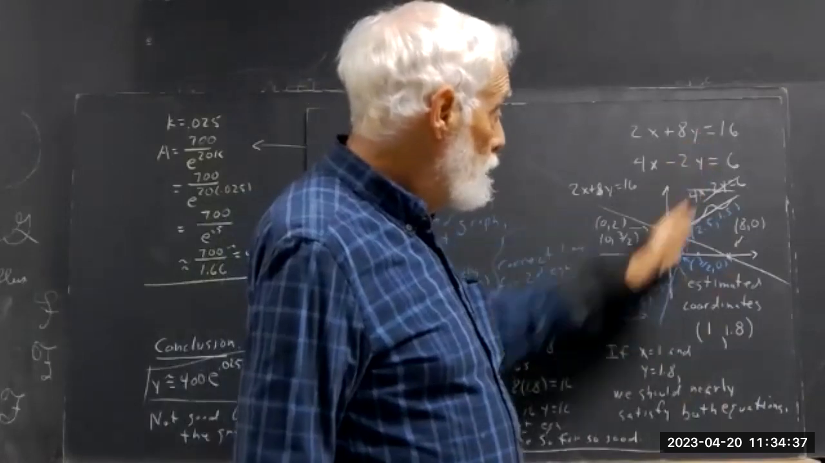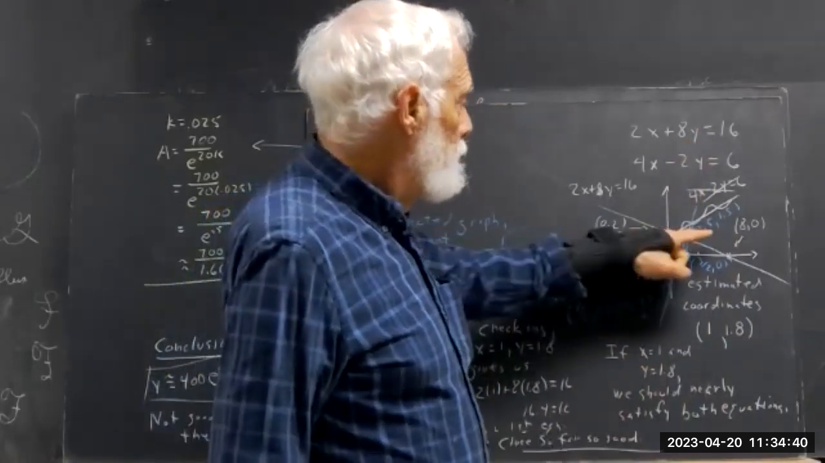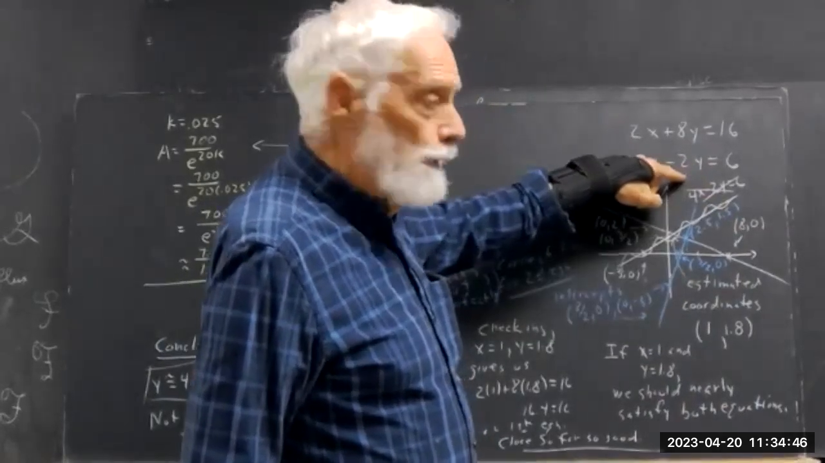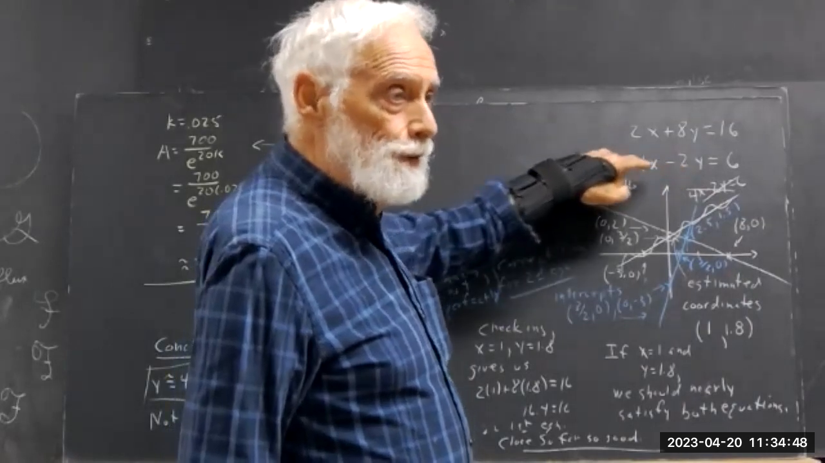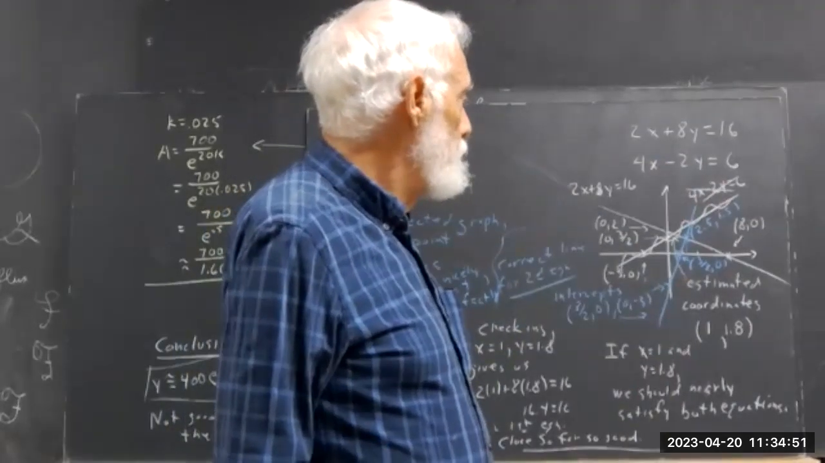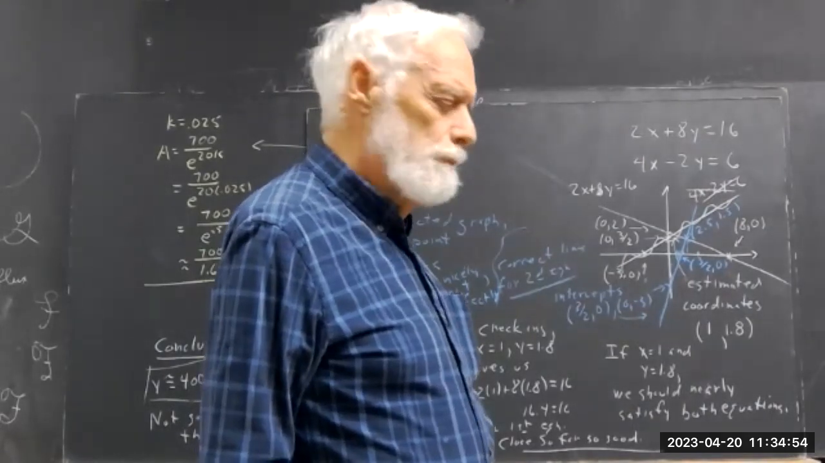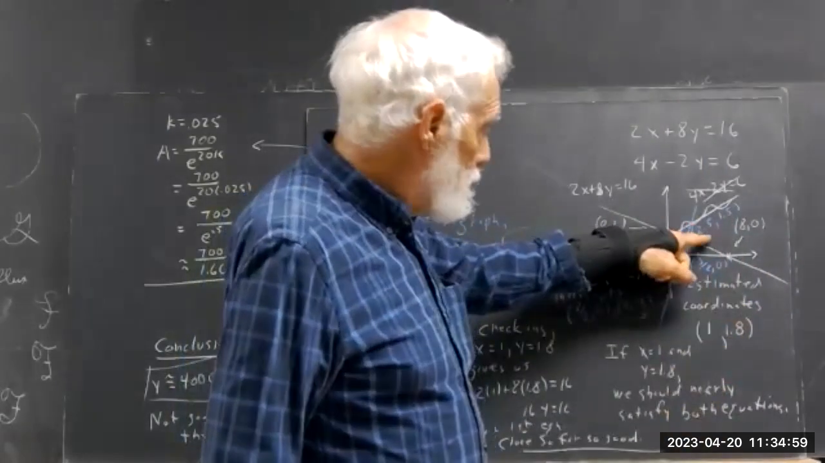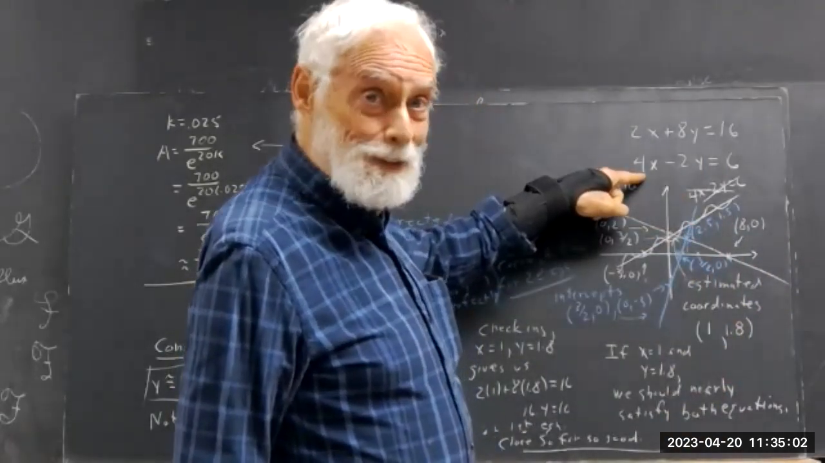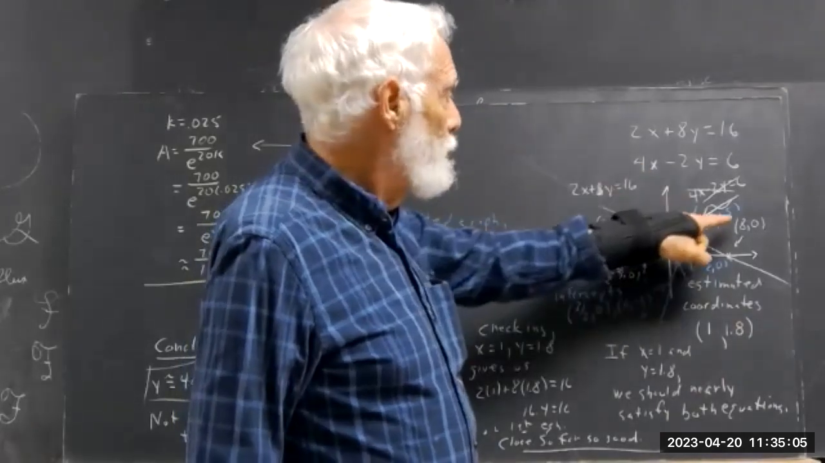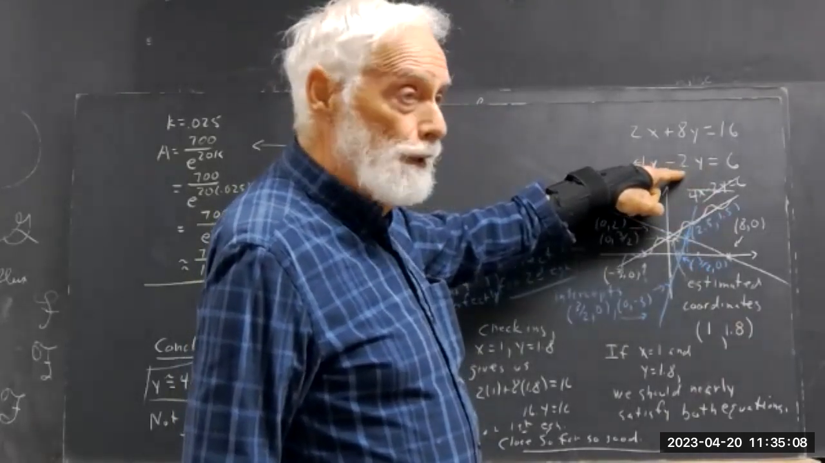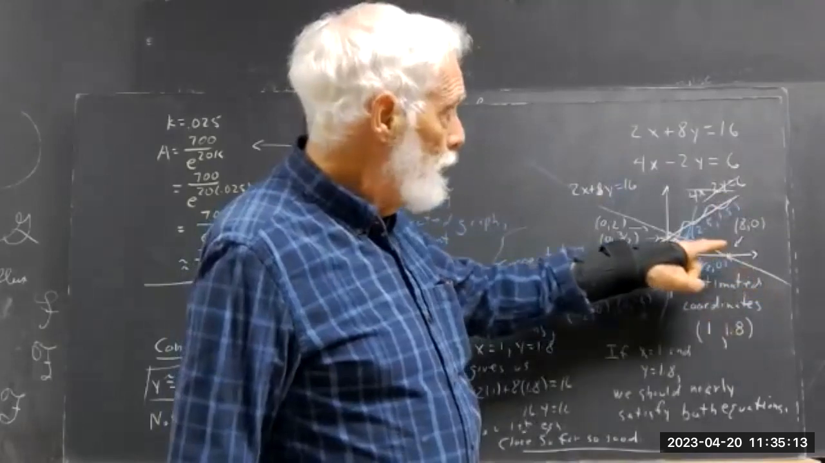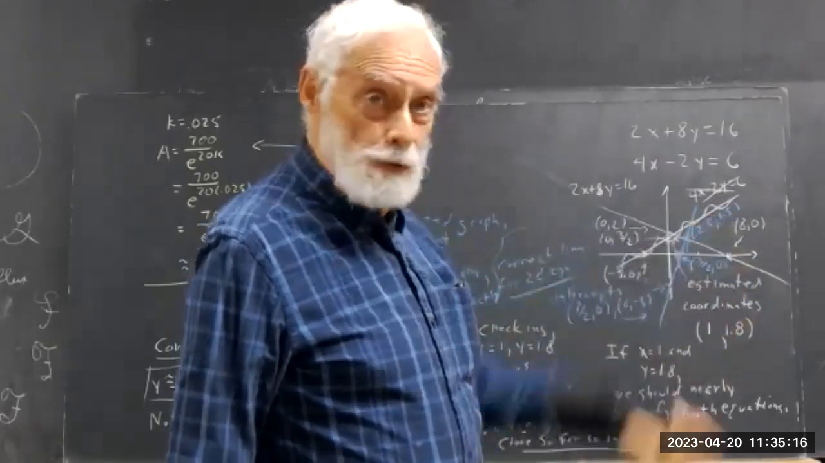Now, is it on or close to the graph of the second equation? If x is 2.5, 4x is 10. 2.5 times 4 is 10. If y is 1.5, -2y is -3. 10 minus 3 is 7, and 7 is pretty close to 6. So we know that our solution is going to be kind of close to this.